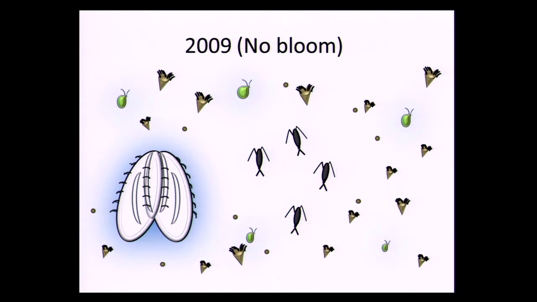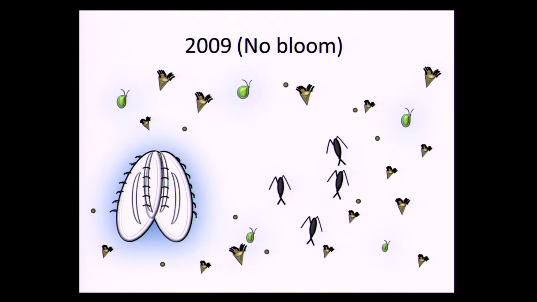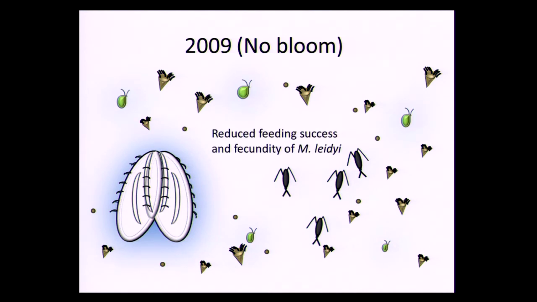If we compare this to 2009, where there wasn't a bloom, brown tide was present, but not nearly, Aureococcus was present, not technically a tide then, right, not a bloom. You had more ciliates. With more ciliates, these copepods are just going to be sinking through the water column, hoping to encounter ciliates. Why waste the energy? Something's going to swim into me. You ended up with a reduced feeding success and fecundity of Mnemiopsis.